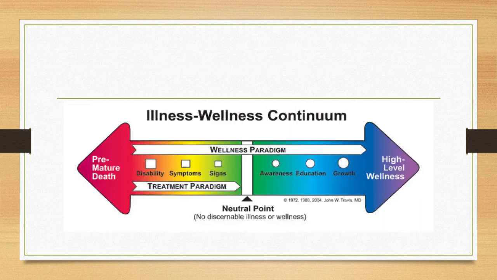So take a second to look at this graphic here to get a better idea of what I'm talking about. On the left hand side, you see that people who have increasingly severe issues with their health are moving closer and closer to premature death. Now, with the traditional approach to healthcare, we address a lot of those issues, but that kind of only gets us back to neutral. It gets us back to zero.